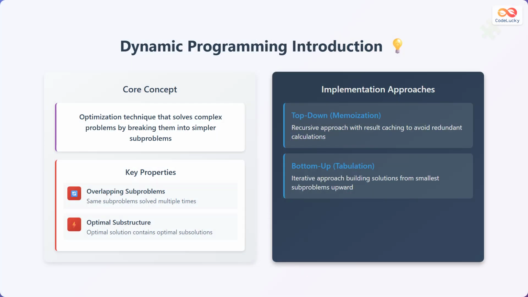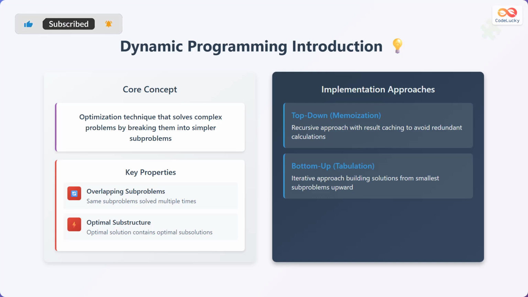Dynamic programming is an optimization technique that solves complex problems by breaking them into simpler subproblems. It's particularly effective when problems exhibit two key properties. First, overlapping subproblems occur when the same subproblems are solved multiple times in a naive recursive approach. Second, optimal substructure means the optimal solution to the problem contains optimal solutions to its subproblems.